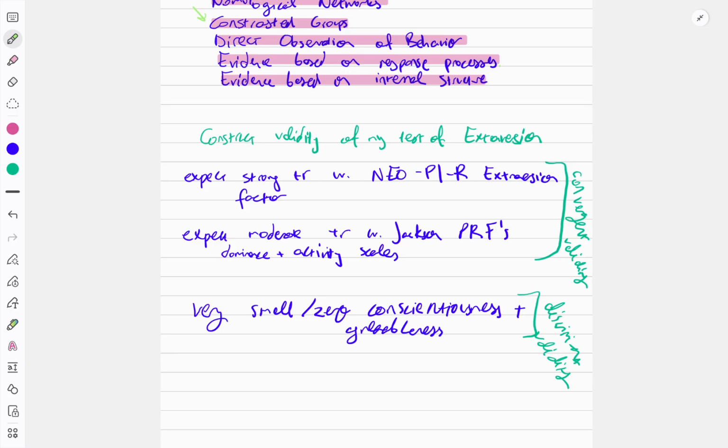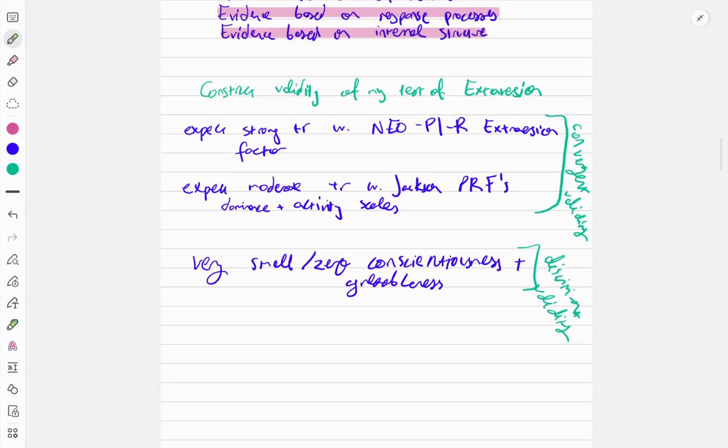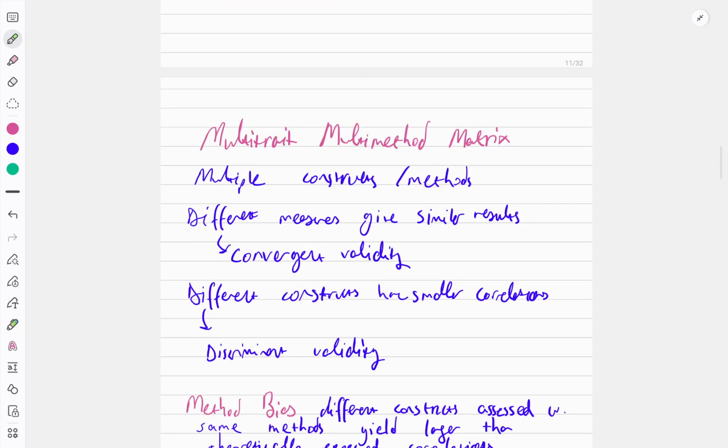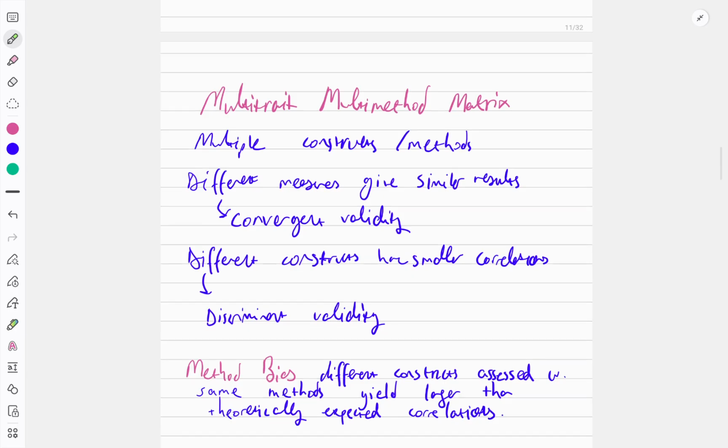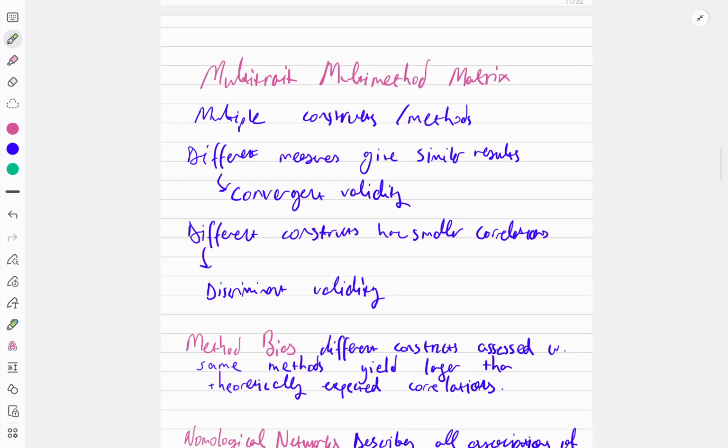Whereas if it's something completely unrelated to extroversion, like whether I like bananas or not, that's about discriminant validity. If I'm making a test that has construct validity, then I should not find a correlation between me liking bananas and my extroversion level. As far as we know, I don't think there's any correlation between those two items. I hope so. So the multi-trait, multi-method matrix is where we look at multiple constructs or methods. There are different measures and they give similar results.